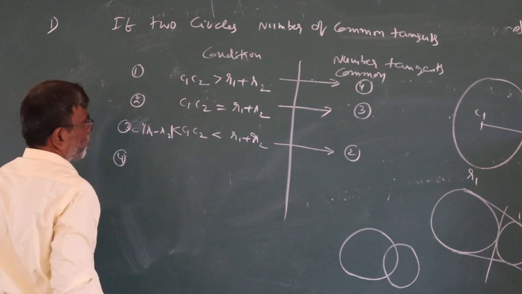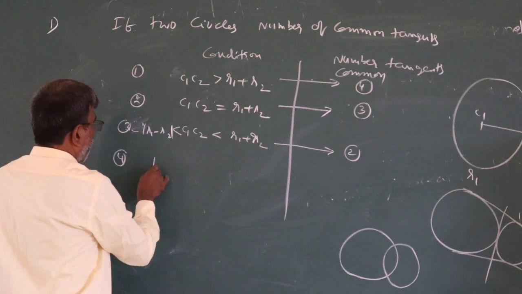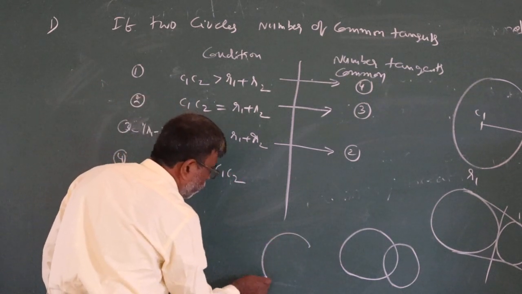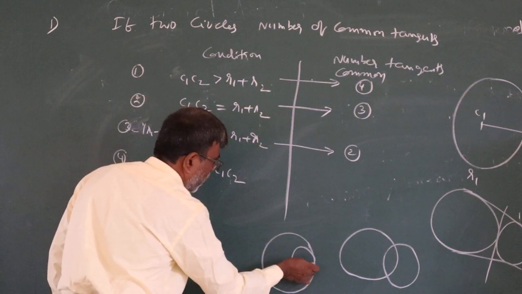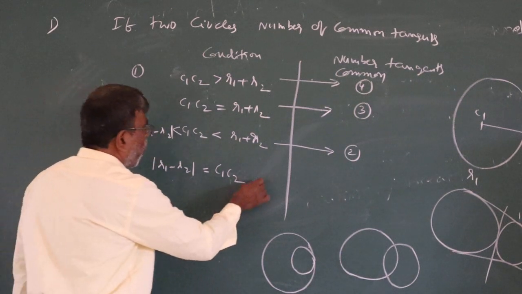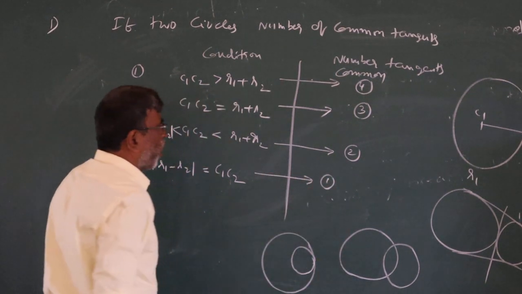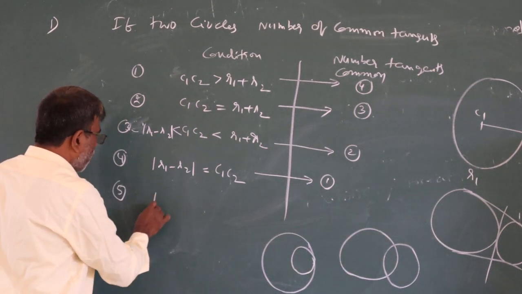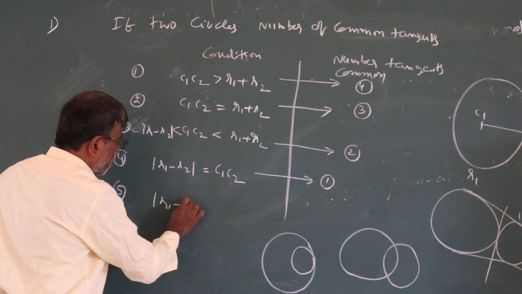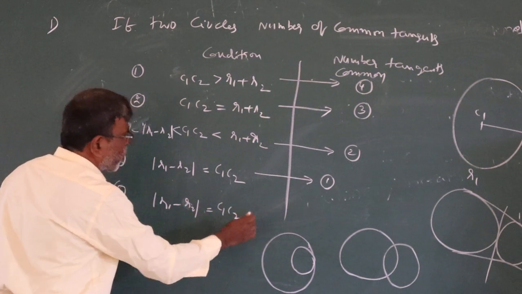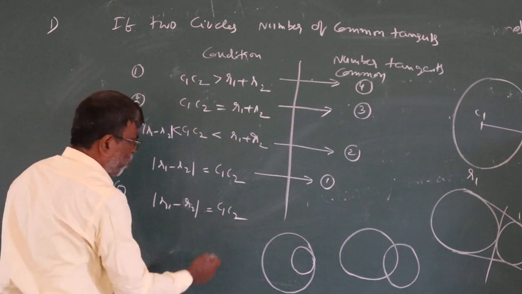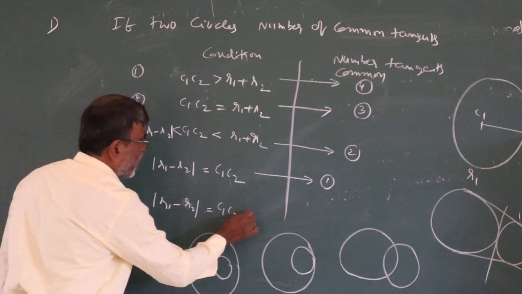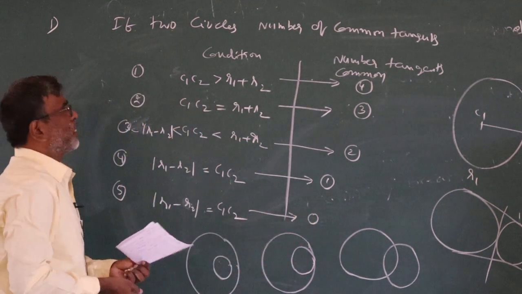Fourth one: mod R1 minus R2 equal to C1C2. One circle and another circle touch each other internally, and the number of common tangents possible is 1. Fifth one: mod R1 minus R2 greater than C1C2. One circle lies inside the other, and the number of common tangents is 0.